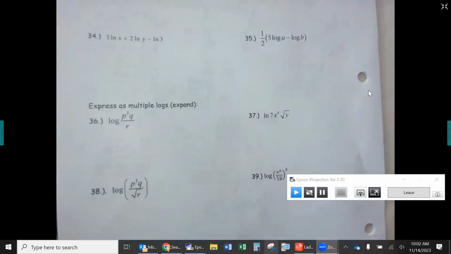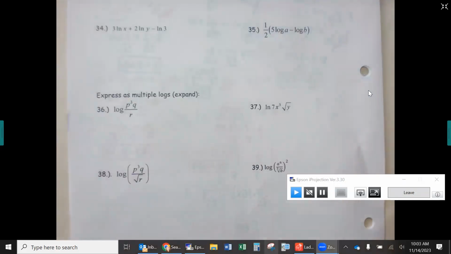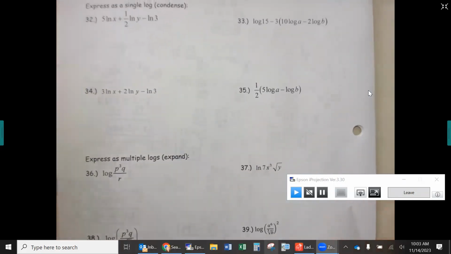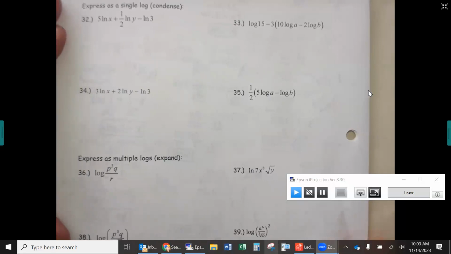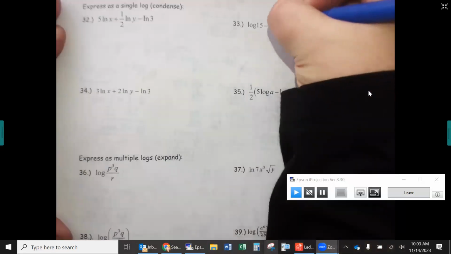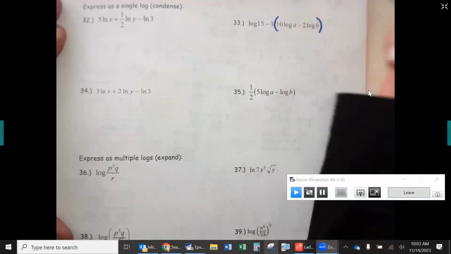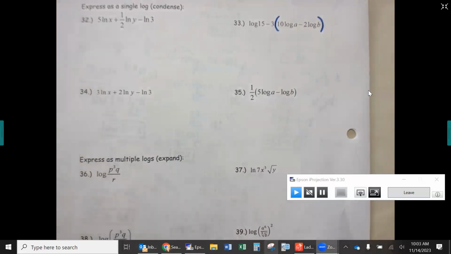Okay, last 2 pages, all that you're doing here are the log graphs and then the log rules. So we'll just run through a couple of these, kind of make sure that you remember how to do it. Let's start with number 33, please. Okay, the first thing that you should do when you see parentheses, okay, is you should be distributing whatever you have on the outside into that parentheses.